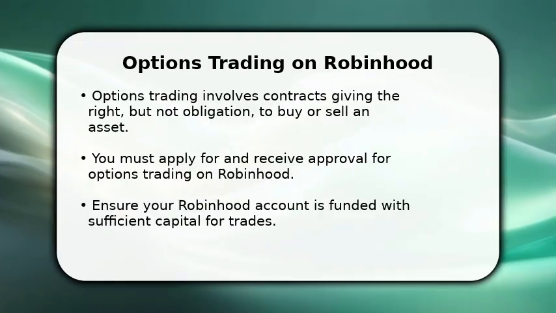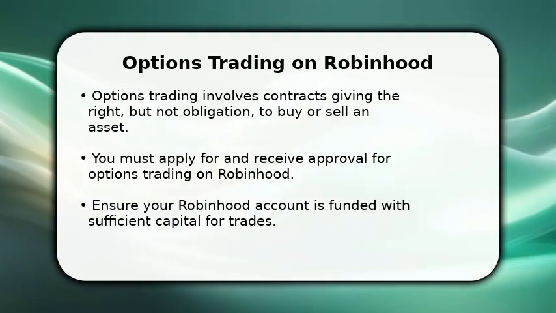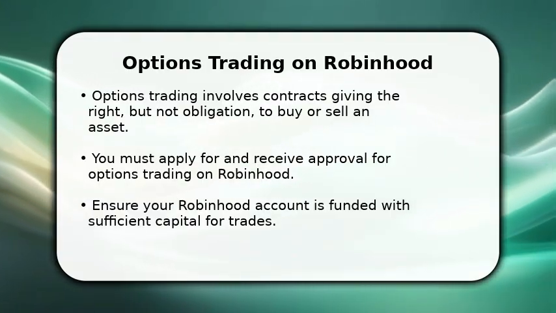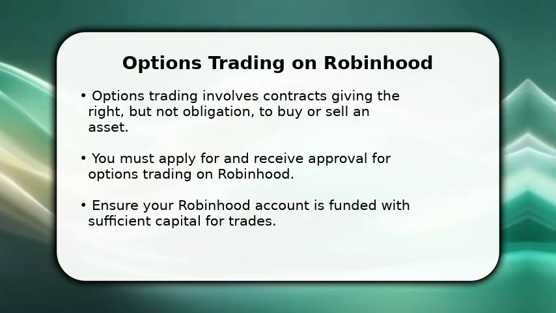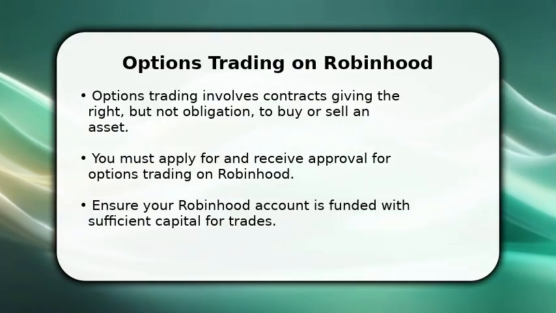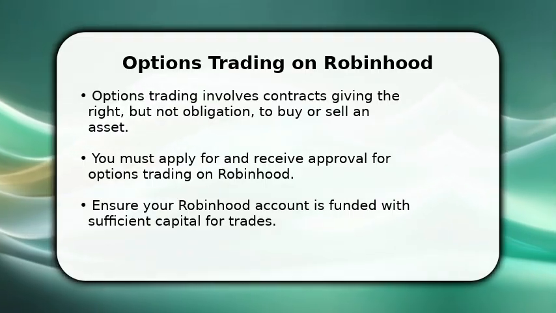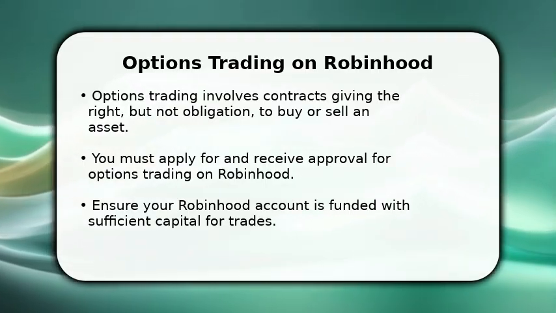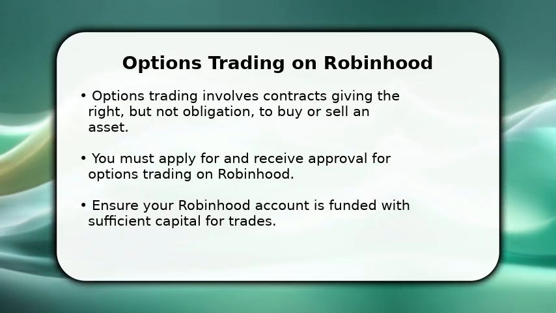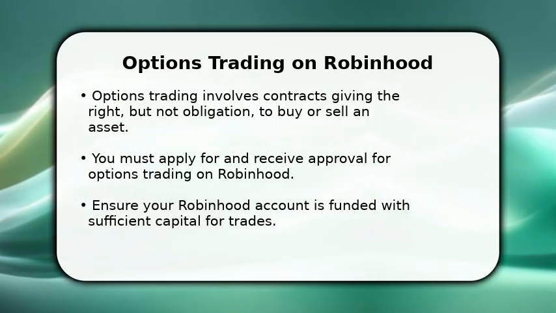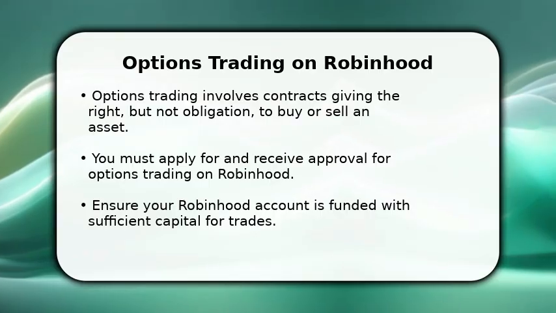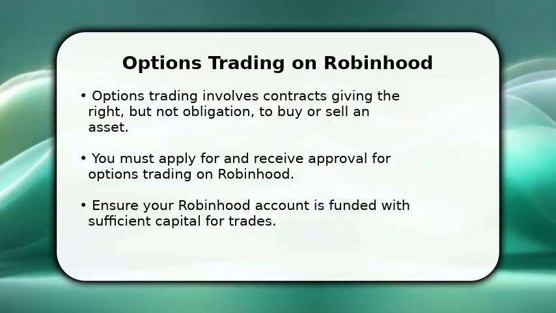In this video, I will explain how to buy options on Robinhood. First, ensure you have options trading enabled on your account. You'll need to apply through the app and get approved, which usually takes a short time. Also, make sure your Robinhood account is funded. You can link a bank account and transfer funds easily. Having capital ready is crucial before you start exploring options contracts.